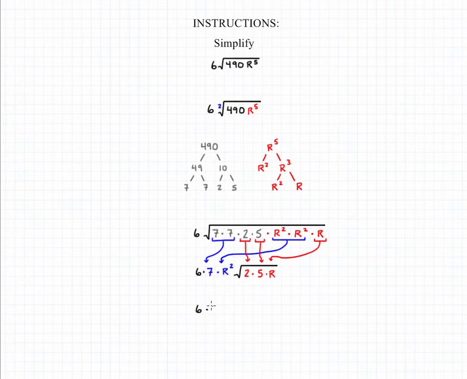And we can rewrite everything in one color. And if we simplify this by performing all the multiplication, we'll end up with our final answer, which is 42r squared times the square root of 10r.